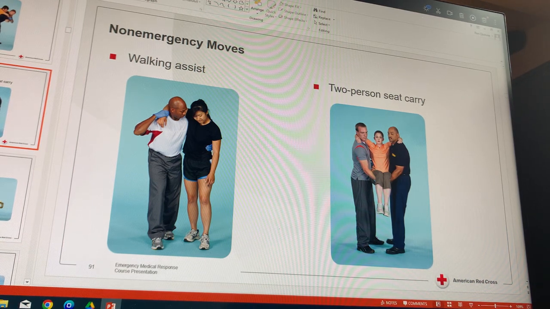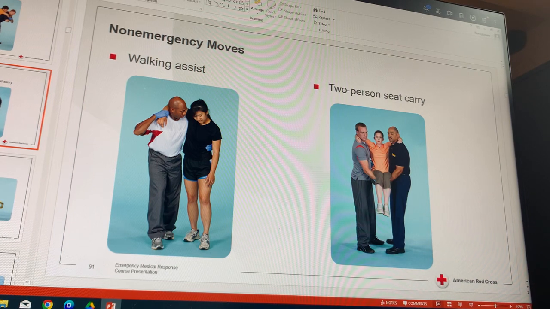We're going to discuss the walking assist. The most basic move is the walking assist. It is frequently used to help patients who simply need assistance to walk to safety. Either one or two responders can use this method with a conscious patient.